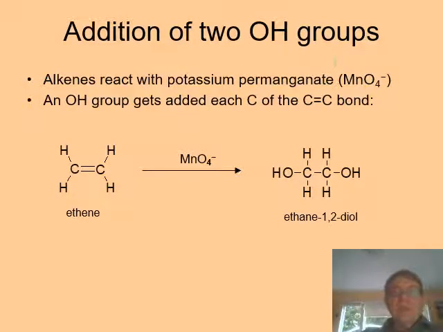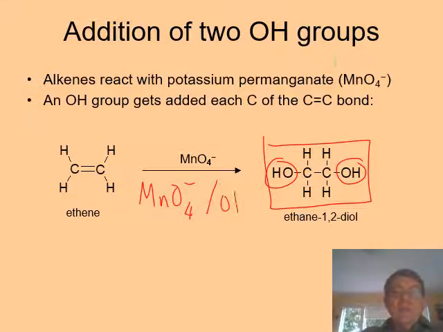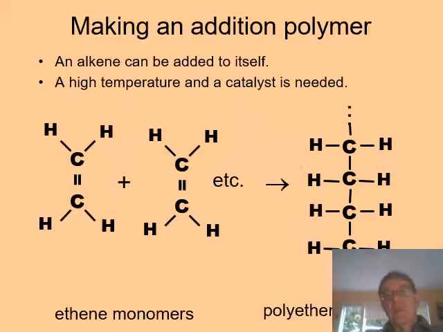Here's another addition reaction. Not so easy to see this time. If you react an alkene with potassium permanganate, you'll get what's called a diol. It's an alkane with two OH groups attached to it. So sometimes you see this written MnO4-, OH-. In other words, it happens under alkaline conditions. I guess that's a better way to write it because you can see where the OHs come from then. It's an addition reaction because a C=C double bond has been replaced by a C-C single bond.